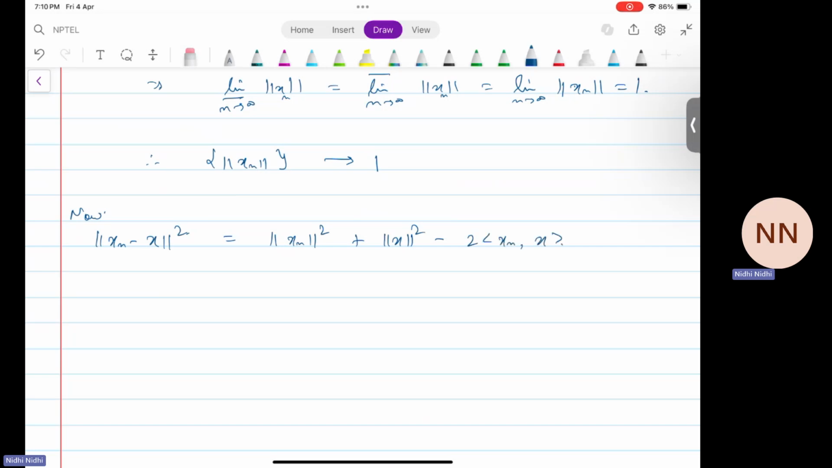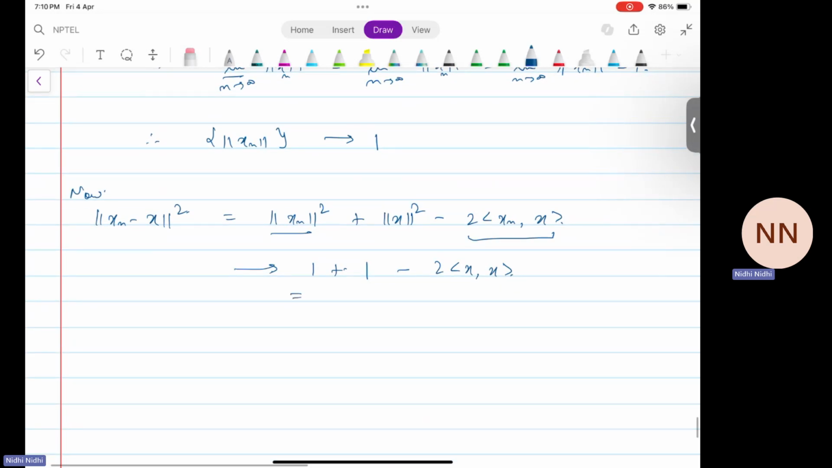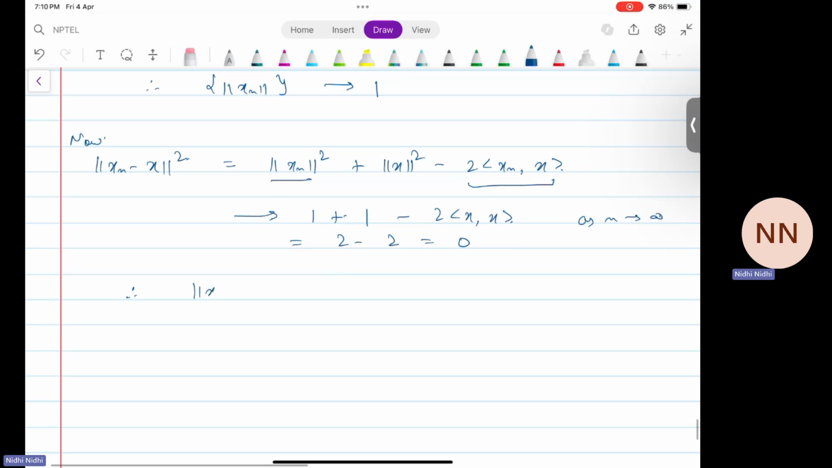Now, since xn converges to x weakly, this term, inner product of xn with x, will form a bounded linear functional, and hence this will converge to 2 times inner product of x and x. And also we know that this norm is converging to 1. So this is converging to 1 plus norm x squared, which is 1, minus 2 times inner product of x comma x, which is basically the norm of x squared only. So this is 2 minus 2 times norm of x squared, which is 1. So this is 0.